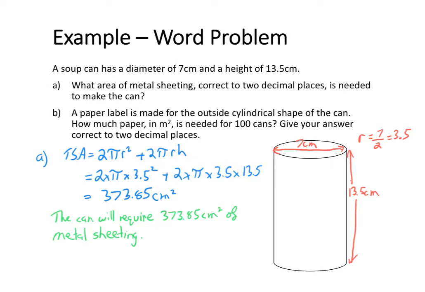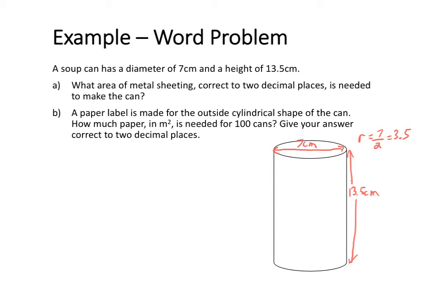So now I can move on and have a look at part B. Part B is asking about a label for the can. Now the label of the can is only going to be on the side of the can and not on the top and bottom of the can. So this is going to impact our calculation.